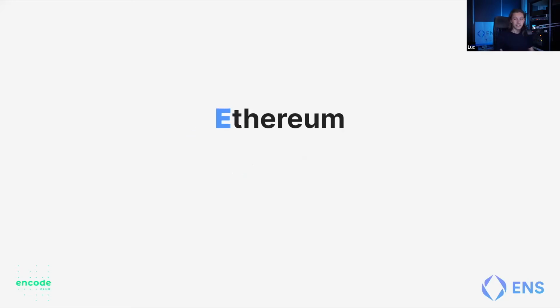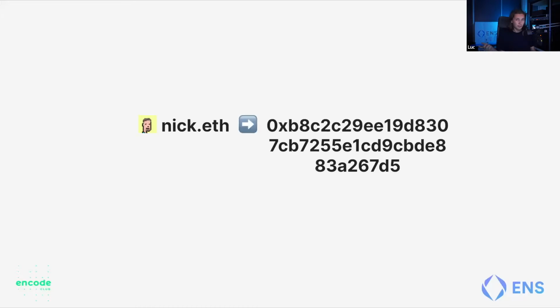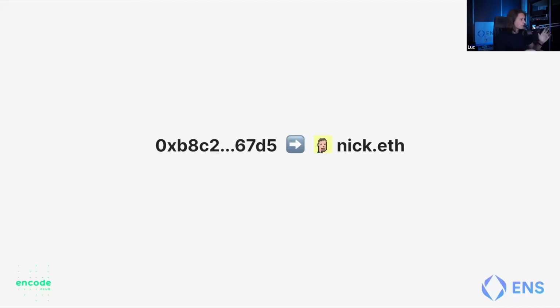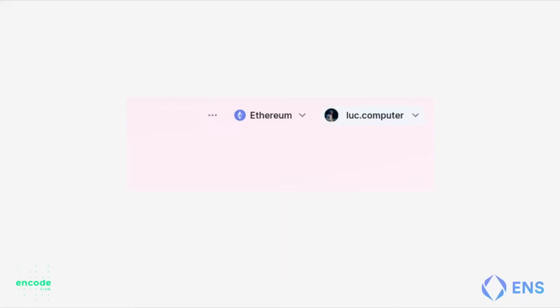ENS is the Ethereum Name Service. ENS provides the ability to convert human-readable names like nick.eth into machine-readable addresses like 0xb8c2c29, etc. I'll spare you the pain. And backwards, so we can also convert from addresses to human-readable names. This means that all of these web UIs, where it shows your address in the top right, can now simply show this: Luc.computer.